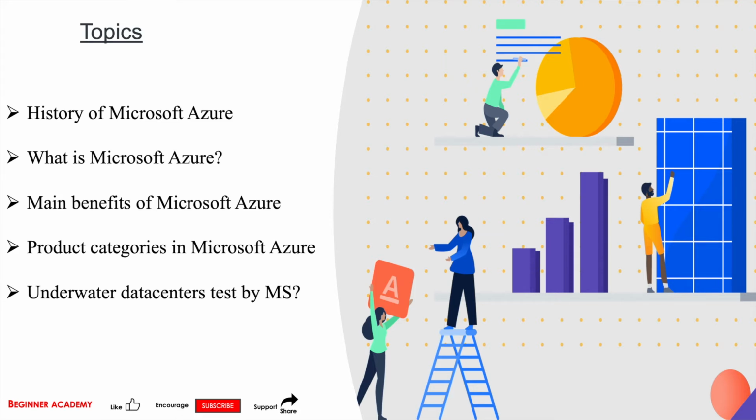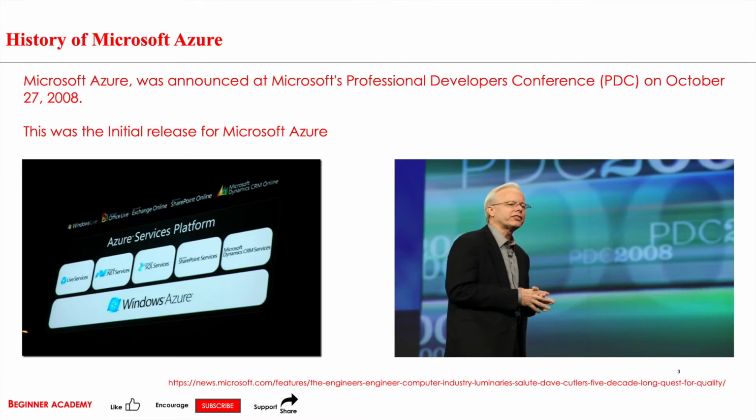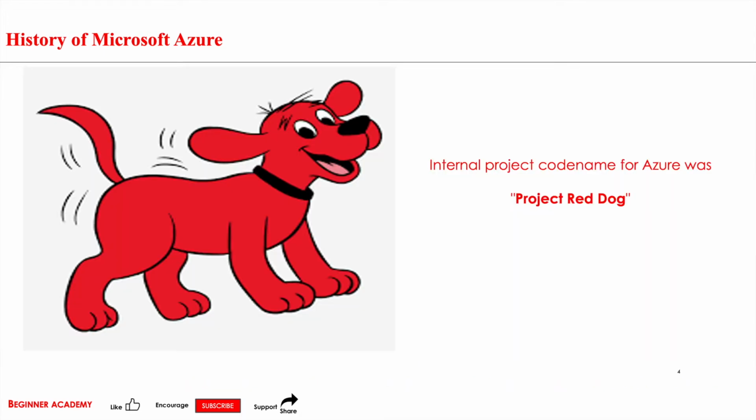Let us move to the first topic, that is the history of Microsoft Azure. Azure was announced at PDC in October 2008. This was the first initial release of Microsoft Azure. Did you know Project Red Dog was the official code name for Microsoft Azure? If you didn't know, now you know.